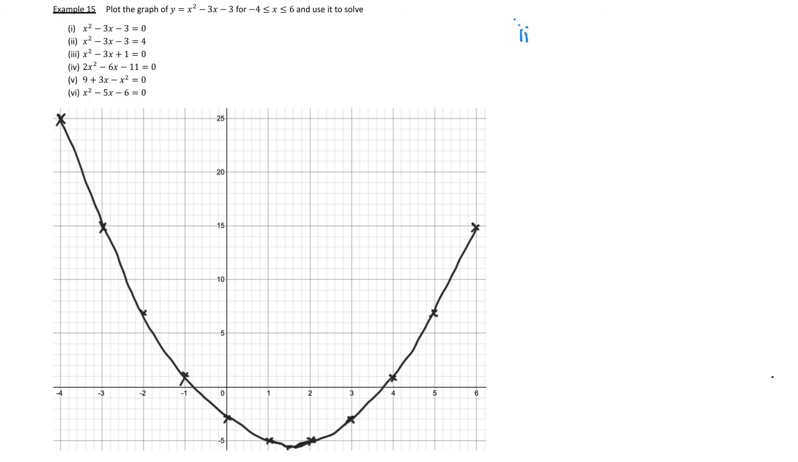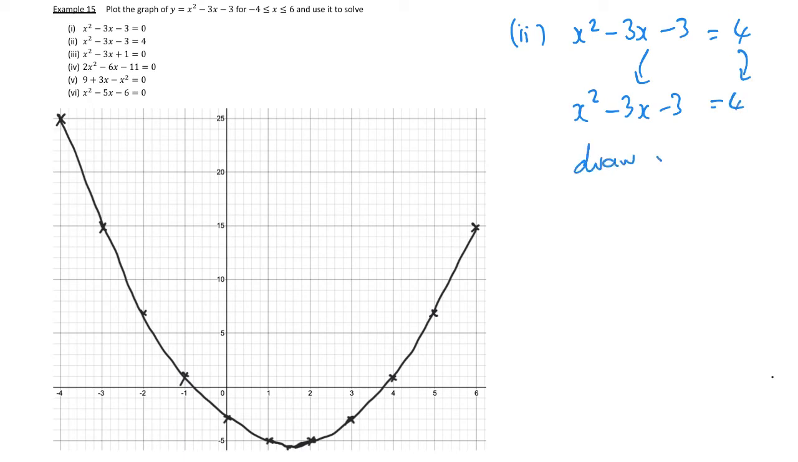Part 2 is x squared minus 3x minus 3 equals 4. We need to get from the equation to the graph, and the graph equation is x squared minus 3x minus 3. To get from the equation to the graph, we don't need to do anything, so we don't need to do anything to the 4. All we need to do is draw y equals 4. We have x values then that correspond to 4.5 and minus 1.6.